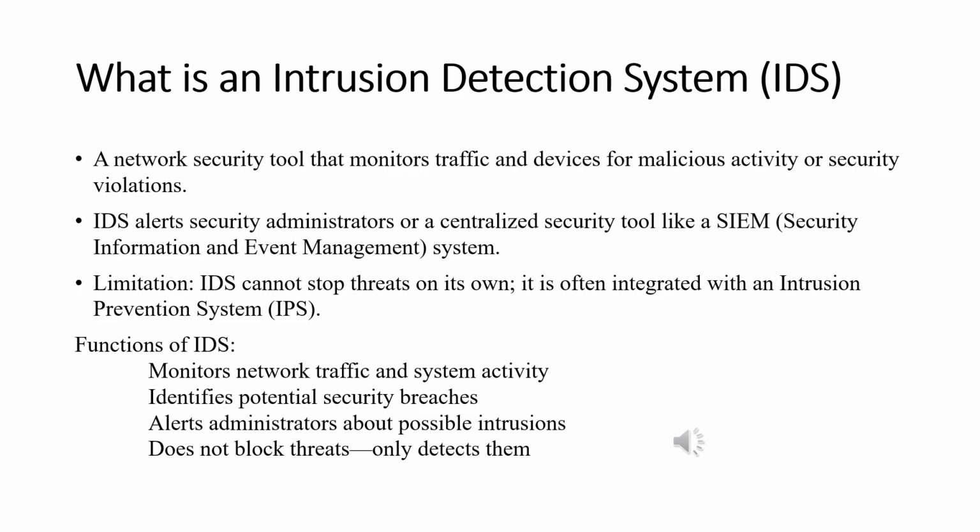In many cases, IDS works with IPS. IPS actually blocks the threat. So in simple terms, we can say IDS is like a CCTV camera. It watches and alerts, but it doesn't stop the intruder. IPS is like a security guard who steps in and stops the person.